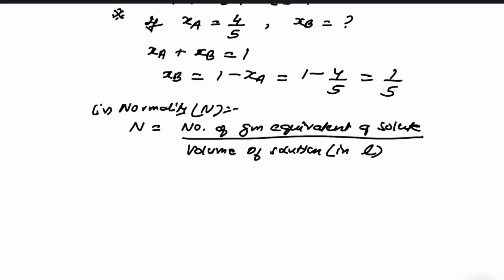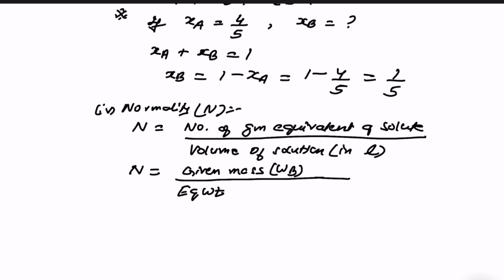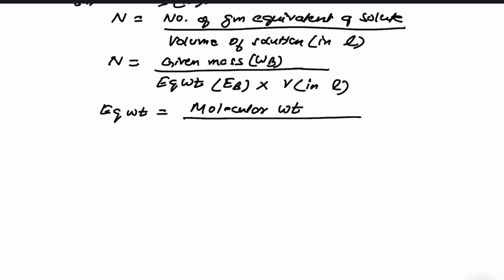And how will we calculate the number of equivalents? The number of equivalents can be calculated by the given mass divided by the equivalent weight. Given mass, again I am going to take as WB because I am denoting the solute by B. Equivalent weight, say I am denoting by EB, into the volume of solution in liters. Now how will you calculate the equivalent weight? To calculate the equivalent weight, we have the formula: equivalent weight is molecular weight upon acidity or basicity.